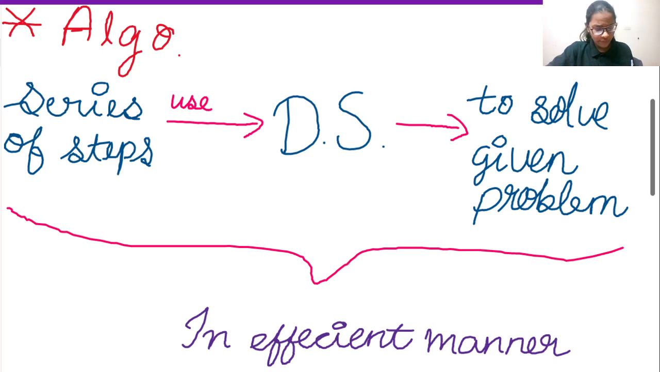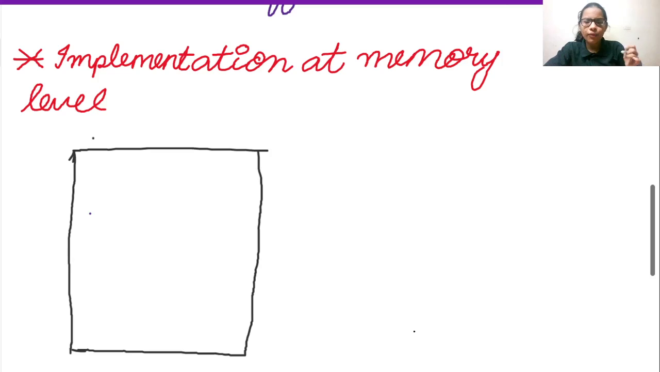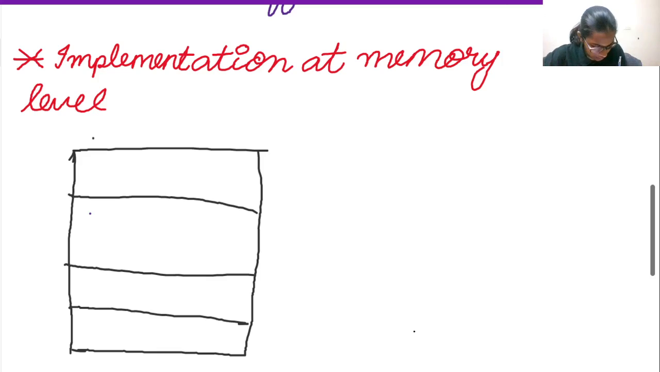So now we will learn about implementation at the memory level, the implementation of code at memory level. Pardon me for my handwriting. Let us say that this is our main memory. Whenever you execute your code, the code gets loaded in the code segment. Then we can have initialized and uninitialized data, and then we will have the stack as well as the heap. So these are the sections. This is the code.